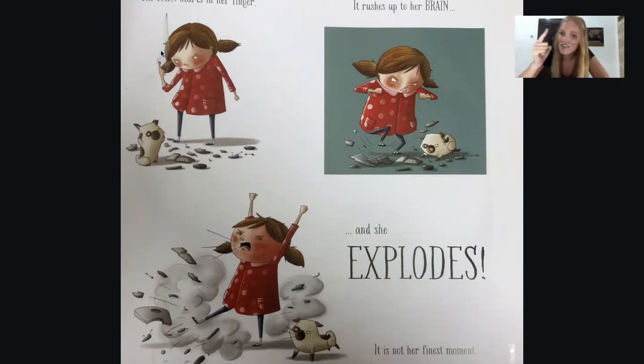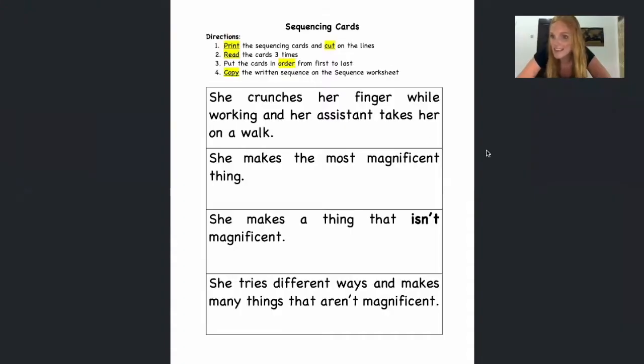She crunched her finger, crunch, and it hurts really bad. Is she happy about crunching her finger? She is not. So she crunches her finger, and because she gets so angry, her puppy dog, her assistant, says, "Let's go for a walk and cool our head." So which sentence is that? The first one. Very good. She crunches her finger while working, and her assistant takes her on a walk.